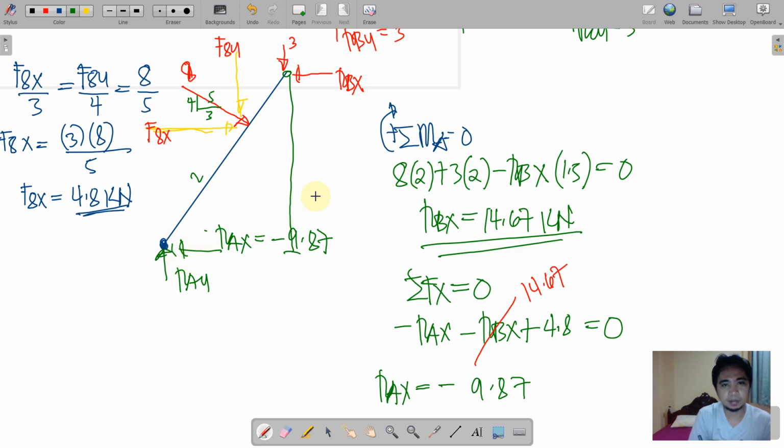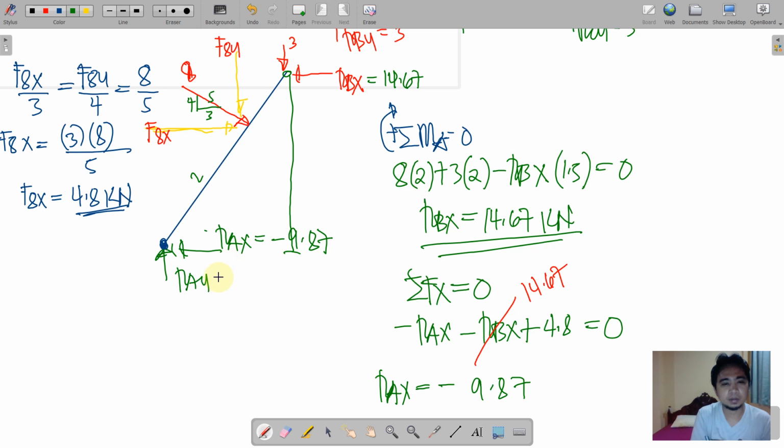Okay? So, RBX here is equal to 14.67. Okay? So, ngayon, pag inad mo yan, 14.67 na pa left, minus pa left din na R 9.87, it will yield to 4.8 nga na rightwards. Okay? So, we have a balance X here. So, these are the answers now.